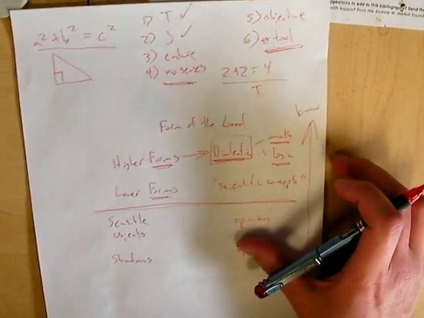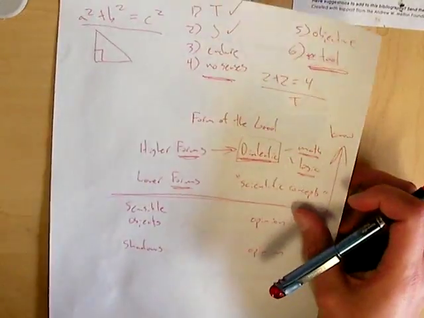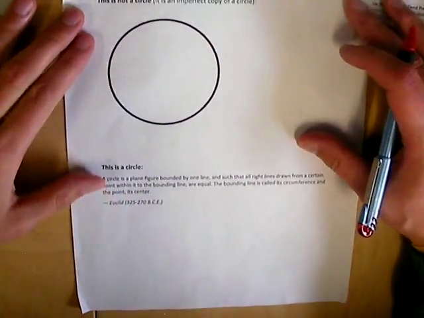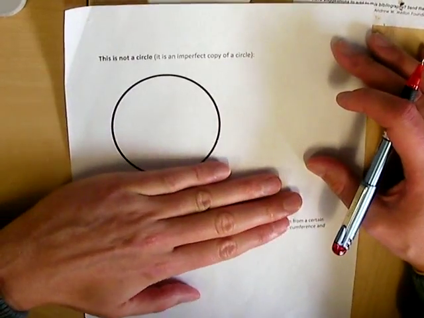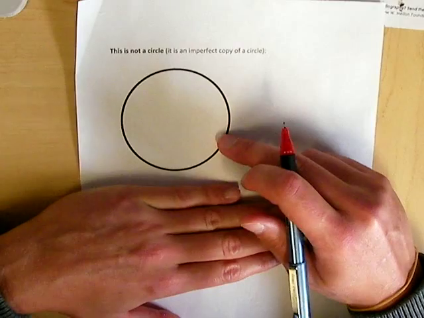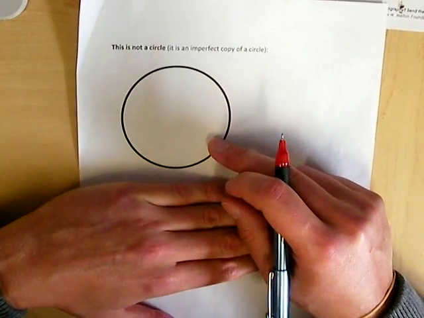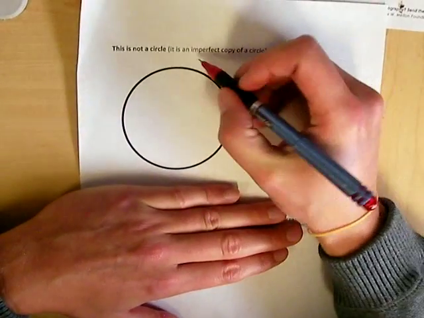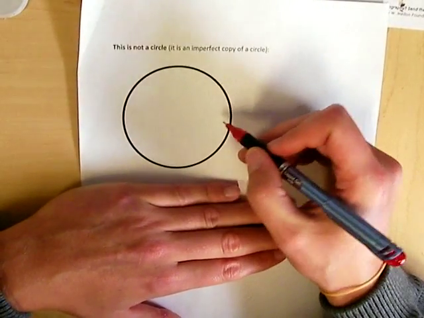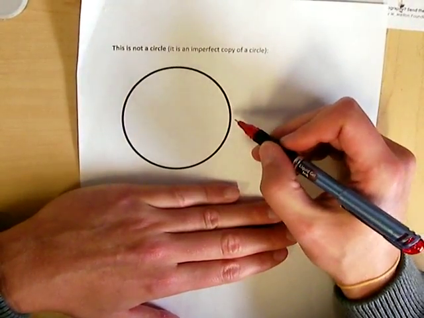So let me leave you with one last small, simple example. I've gone ahead and printed this off here. So let's focus in on the top half, where I've claimed here that this is not a circle. You can all, of course, recognize it as being a circle, but to borrow lingo from Plato here, this is an imperfect copy of a circle.